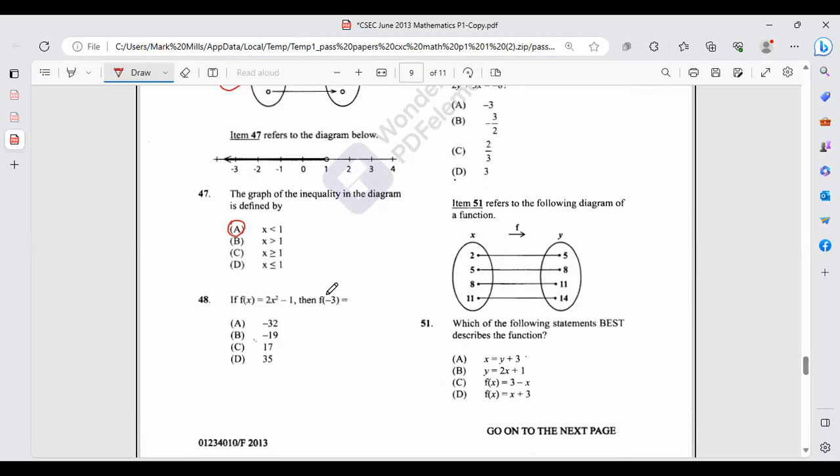Now, we put in the value, so this will give me 2 times negative 3 squared minus 1. So what is negative 3 squared? Sir, 9. 9, good. Minus 1, 2 times 9 is 18, 18 minus 1 is 17.